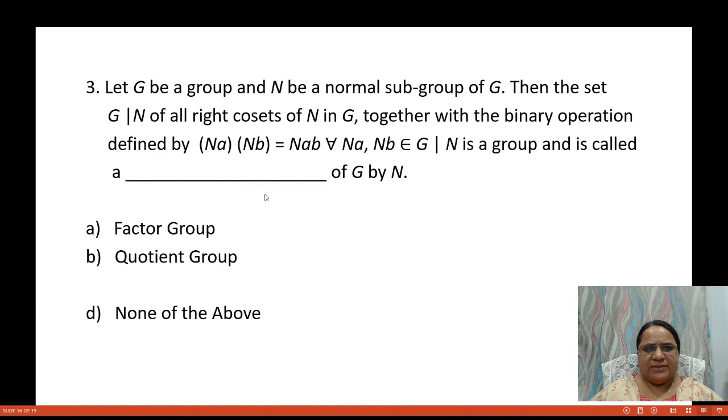Next, let G be a group and N be a normal subgroup of G. Then the set G/N of all right cosets of N in G, together with the binary operation defined by Na dot Nb is equal to Nab for all Na, Nb belongs to G/N, is a group and is called dash of G by N. So the answer is here: factor group or quotient group, both A and B. It's a factor group you can say, or you can say quotient group. So the answer is here both A and B.